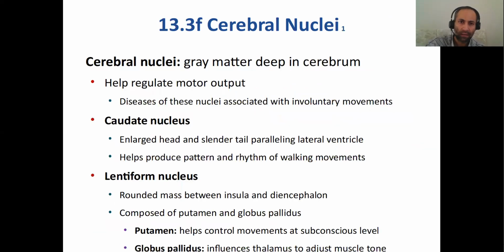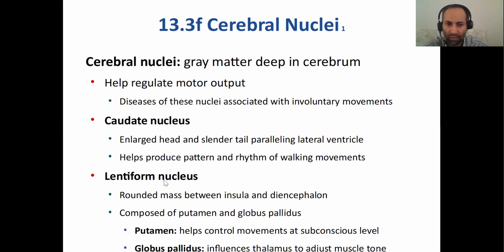All right, next up, we're looking at what are called the cerebral nuclei, and these are nuclei which are embedded within your cerebrum, therefore the name. And what they do is they help you with involuntary movements, like when you walk, the way you move your hands, that's involuntary, the way you stand. All of those are regulated by your cerebral nuclei. So there's one called the caudate nucleus. As you can see here, it produces the pattern and rhythm of your walking movements.